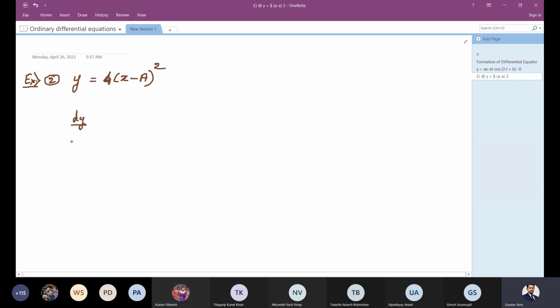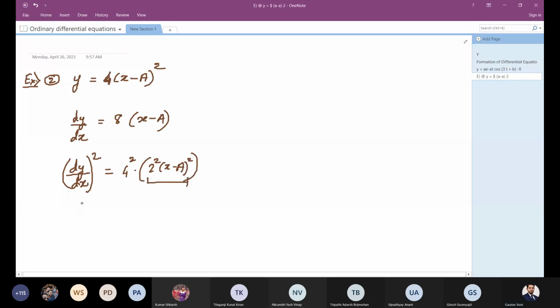So taking the derivative, dy by dx is equal to 8 into x minus a. Taking the square, dy by dx whole square is equal to 4 square into 2 square into x minus a square. This term is nothing but y. So dy by dx whole square is equal to 16y.